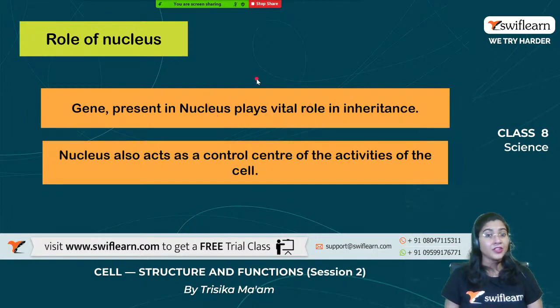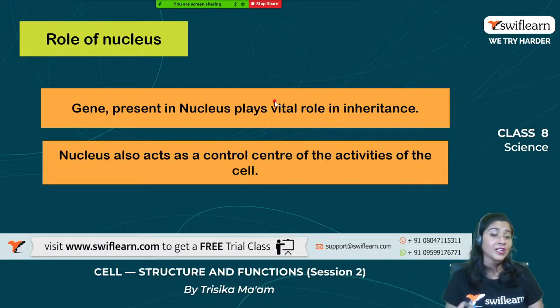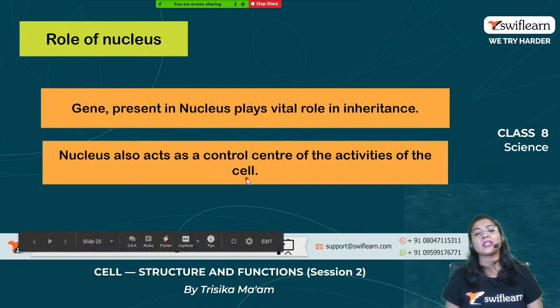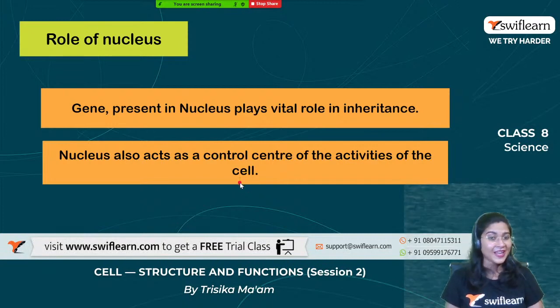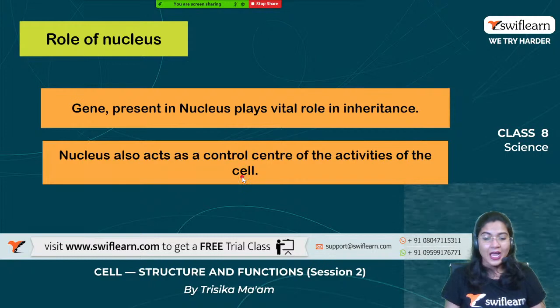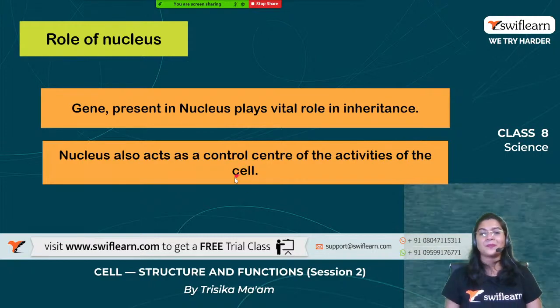The function the nucleus performs is that the gene plays a vital role in inheritance. All the characteristic features come from the parents to all of us, and the nucleus also acts as the control center of the activities of the cell. Clear? And that is why it is known as the brain of the cell. I already mentioned, right? Up to this much clear? Any question you can ask me?